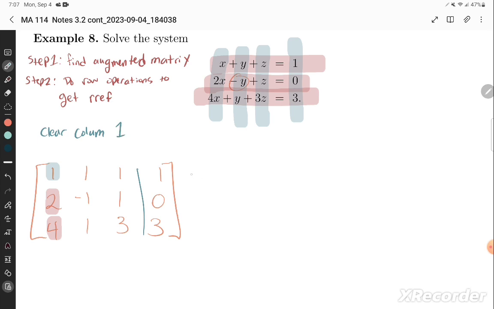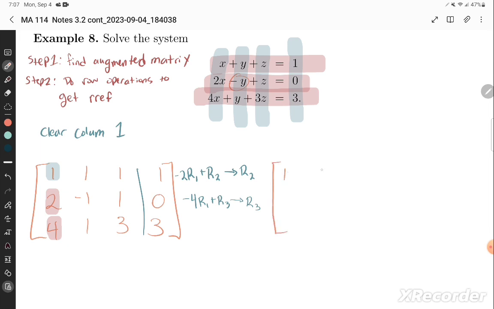So I'm going to take negative row 1, add it to row 2 to get new row 2. And then I'm going to take negative 4, I'm sorry, this should be a negative 2 row 1. Negative 4 row 1, add it to row 3, and then get new row 3. And this is going to get me my new augmented matrix.